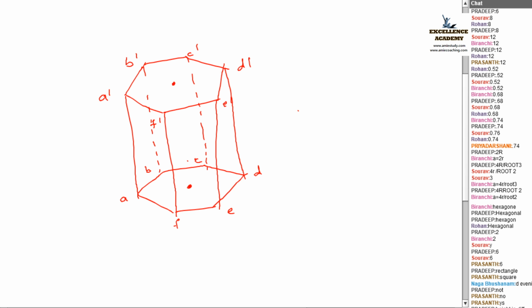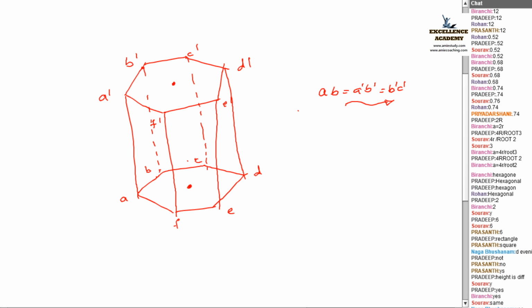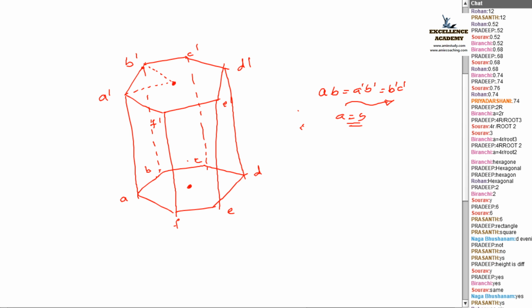Okay. The distance between A dash B dash or AB and B dash C dash or BC, will it be same? AB is equal to A dash B dash is equal to B dash C dash. Can I write? Yes. We know that A equal B. Yes. So that is okay. Now I draw a line joining the middle point like this.